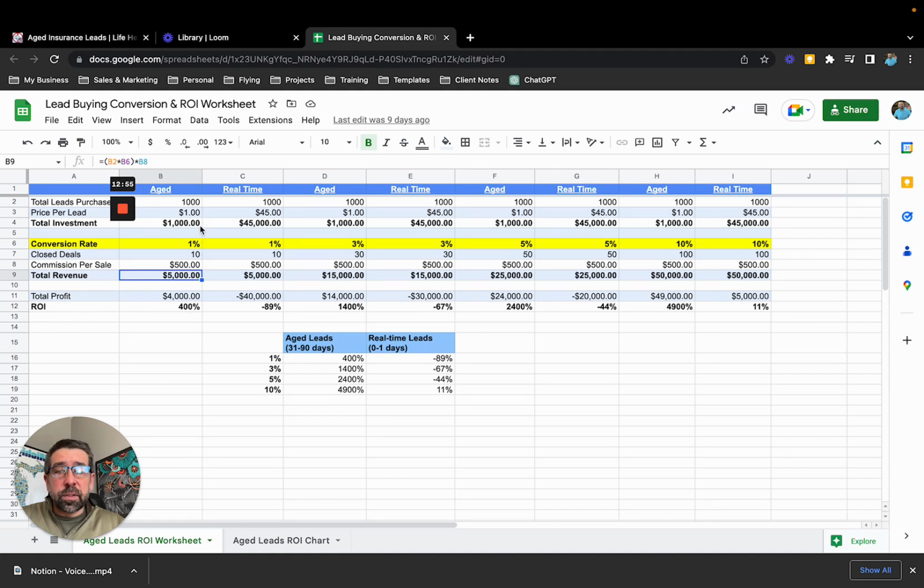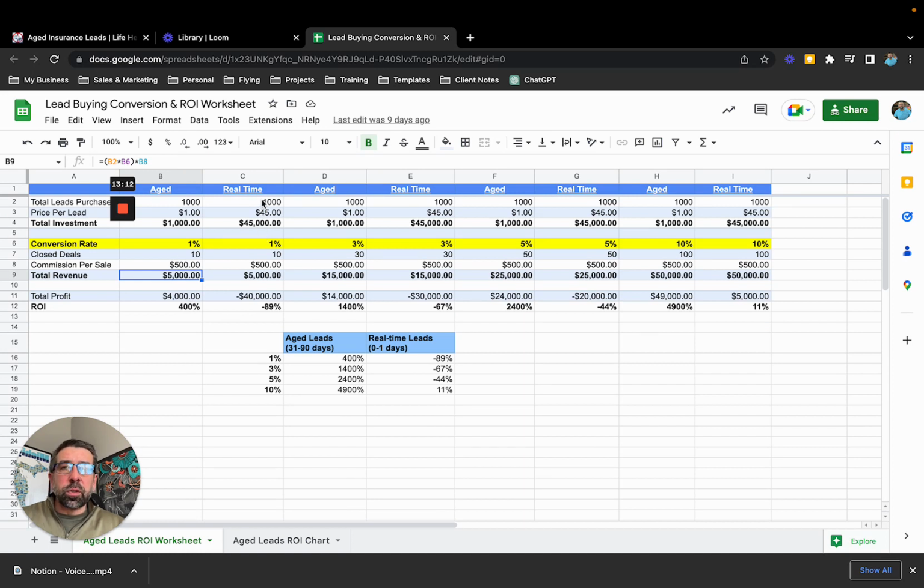I'm going to clear $4,000 on this investment, right? So basically for every 1,000, I'm going to get 5,000 back. Once I pay my lead expense, I'm going to have 4,000 left over, right? So that's kind of how that works.